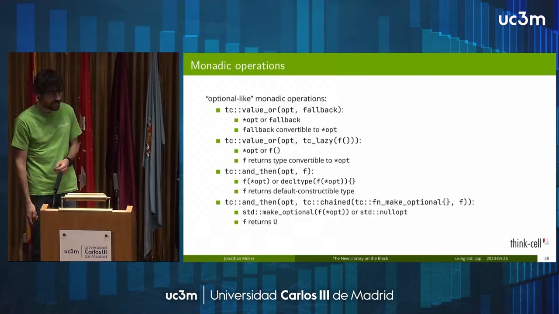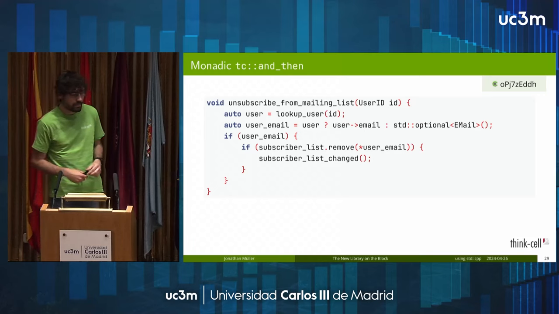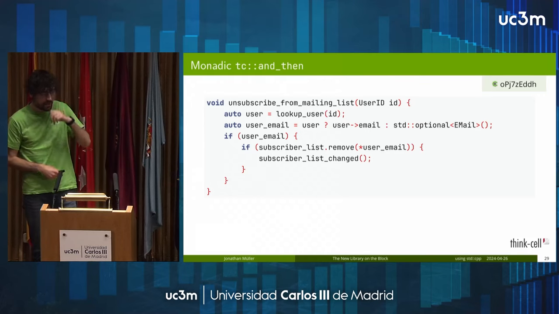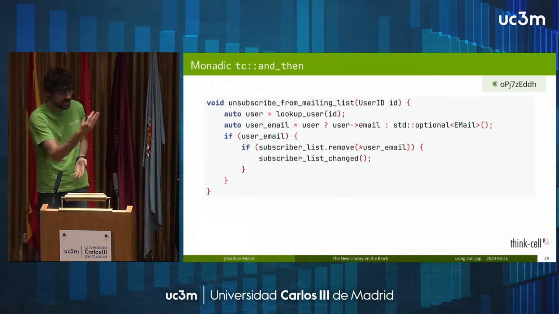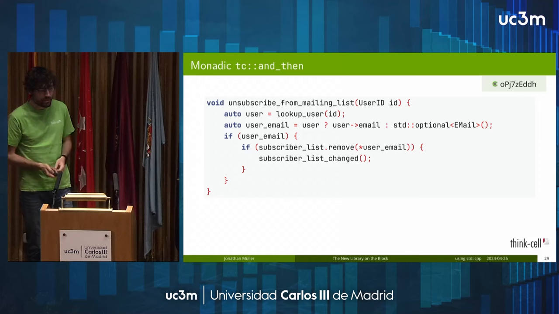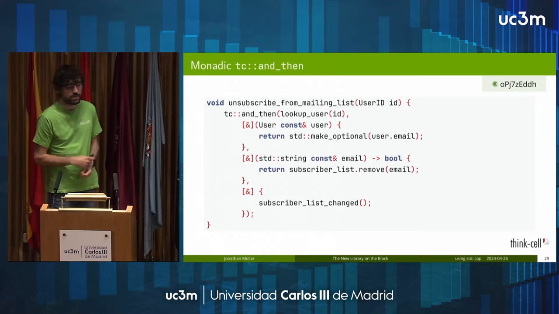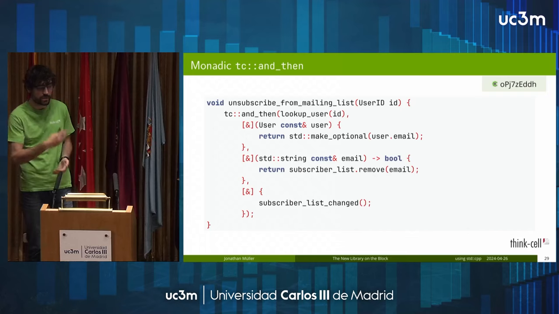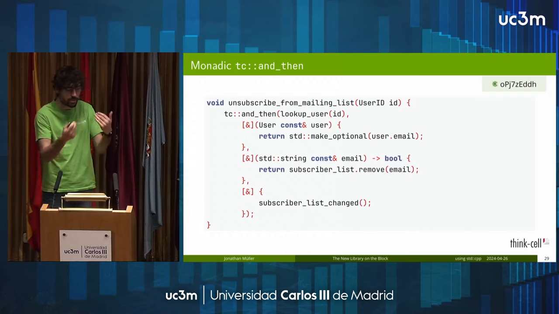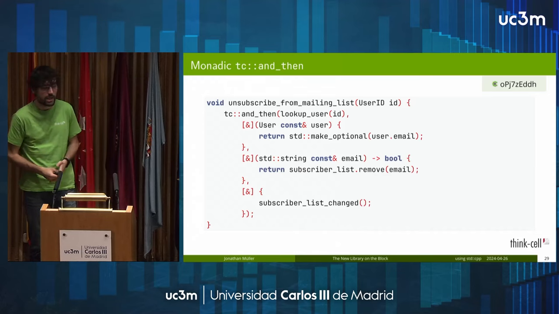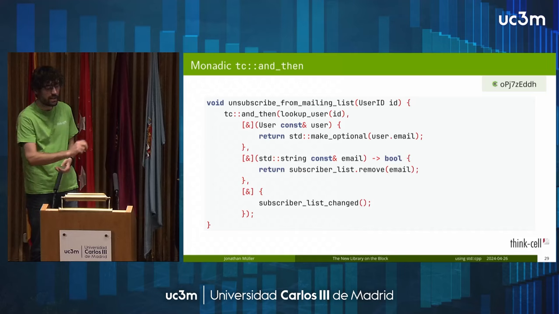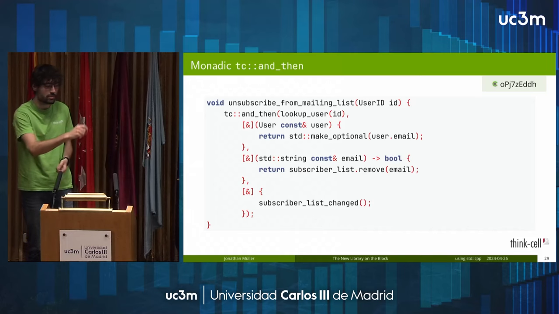So what this means is that, for example, we can write code like this. This is code that uses optionals, and so we want to look up a user in our mailing list. If it has an email, we want to get that email, and then we want to remove it from the subscription list, and if that changed, we want to invoke a callback. This is how we write it imperatively, but we prefer writing it using and_then. So we look up the user, this returns an optional, and then we want to do something to get the email. So we get the user, we return the optional email. And then we want to remove it from the subscriber list, which returns a bool. And we sort of treat a bool like an optional void. So the final lambda is essentially only invoked when we return true before.